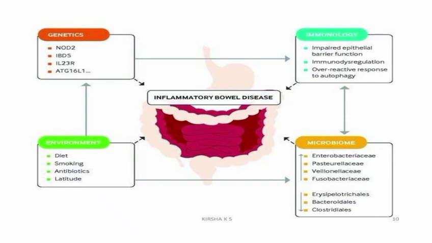And the next one is microbiome. Microbiome means some of the bacteria like Enterobacteriaceae, Bacillus, Veillonellaceae, Fusobacteriaceae, Erysipelotrichaceae, Bacteroidales, and Clostridiales. So these are some of the bacteria which are the reason for inflammatory bowel disease.